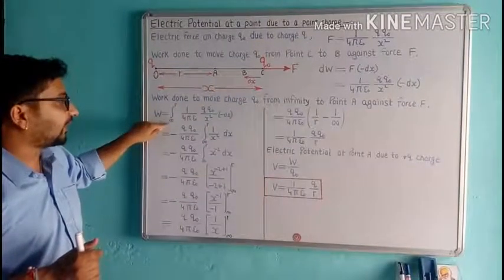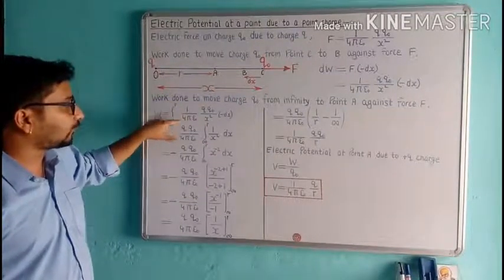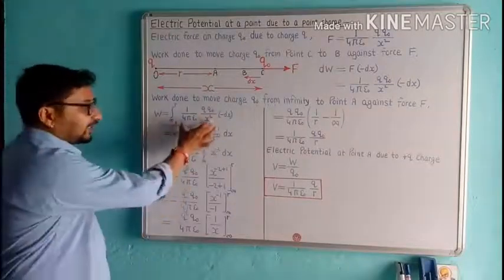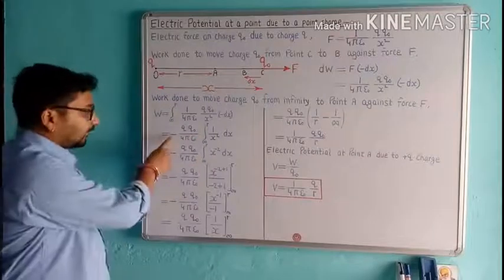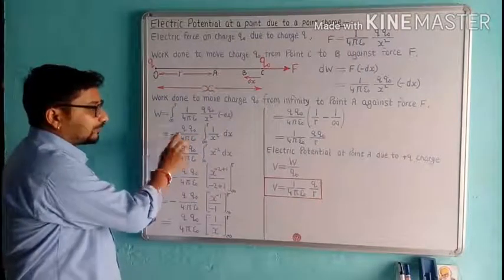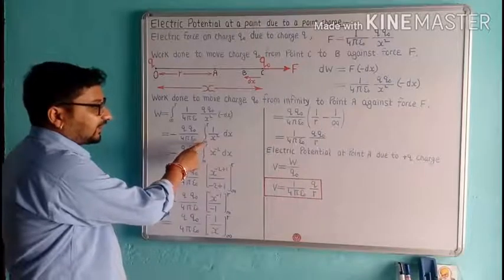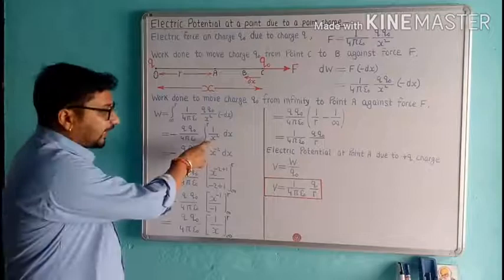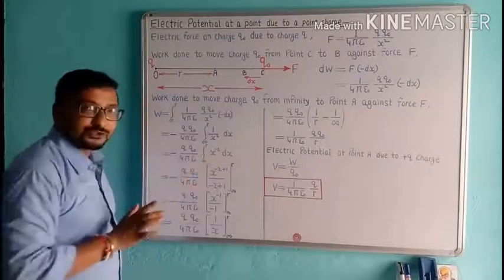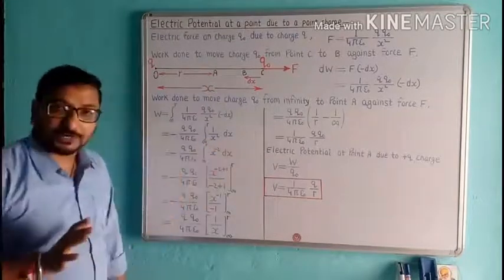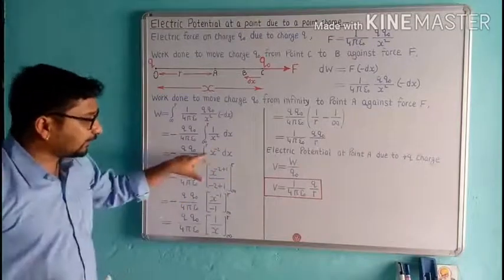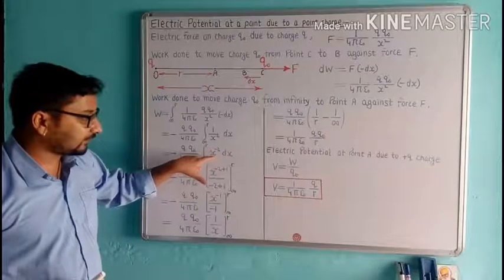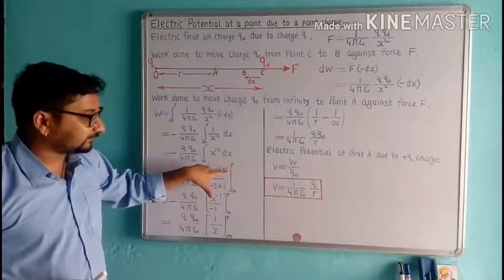W is equal to the integration from infinity to r of 1 upon 4 pi epsilon naught Q Q naught upon x square into minus dx. Take the constant term outside the integration. We get minus Q Q naught upon 4 pi epsilon naught, integration from infinity to r of 1 upon x square dx. Now we can write 1 upon x square as x to the power minus 2, so x to the power minus 2 dx.